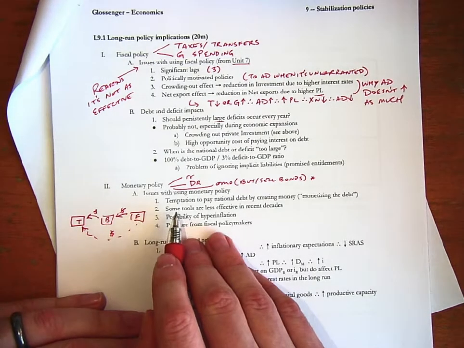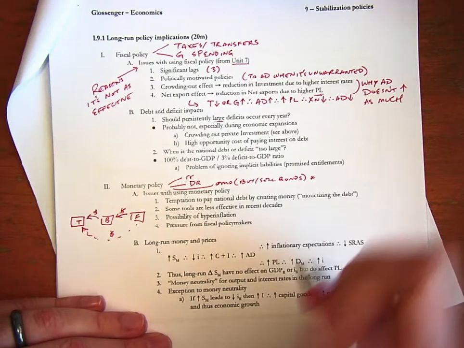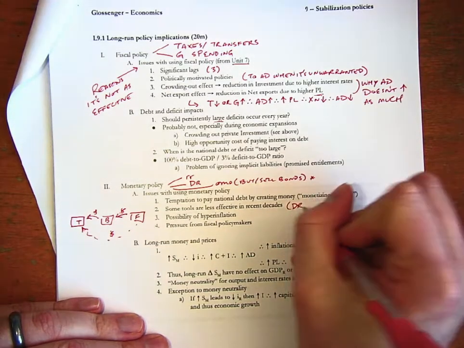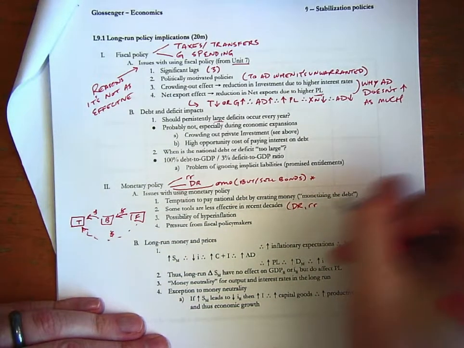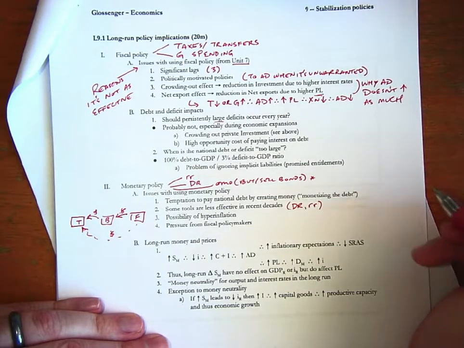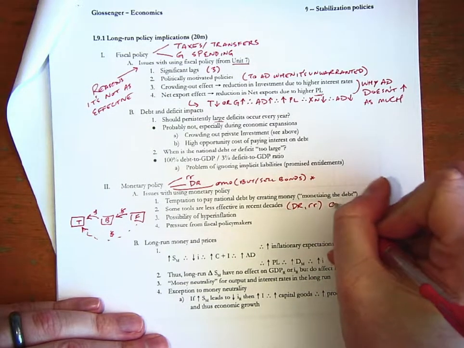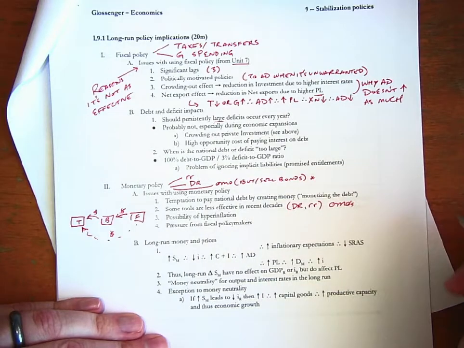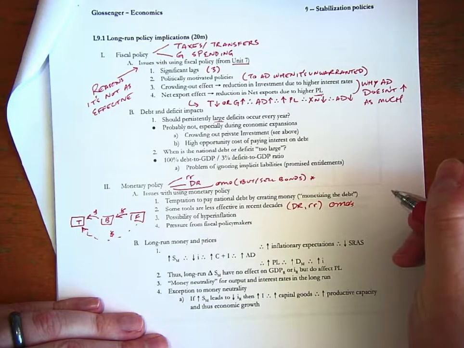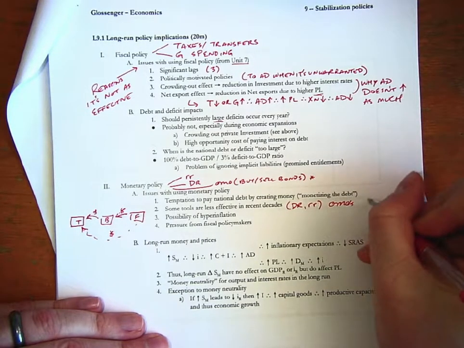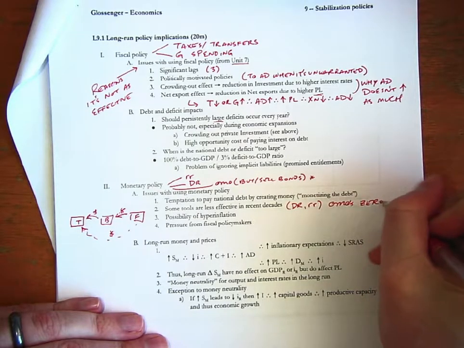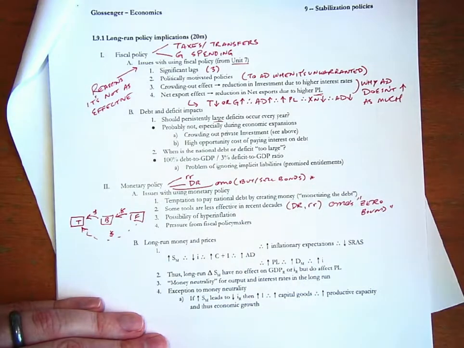Second would be that some tools have become less effective, and in particular, the discount rate and the reserve ratio have become less effective. And we also would say that there's issues with open market operations as well. One of the issues is the problem that you can only go so low, a zero bound for interest rates. And this is the idea that it's hard for the Fed to push interest rates negative.